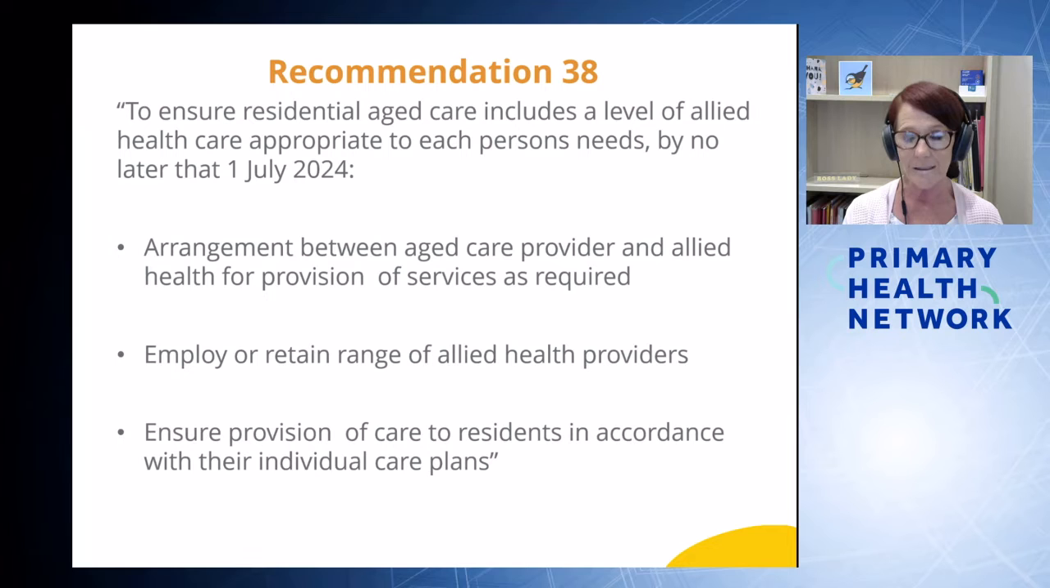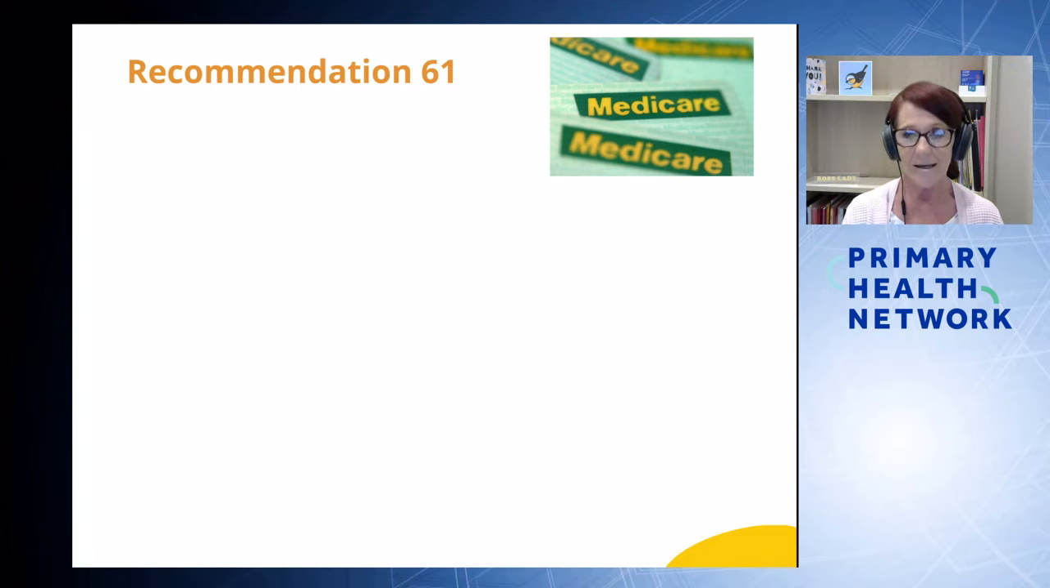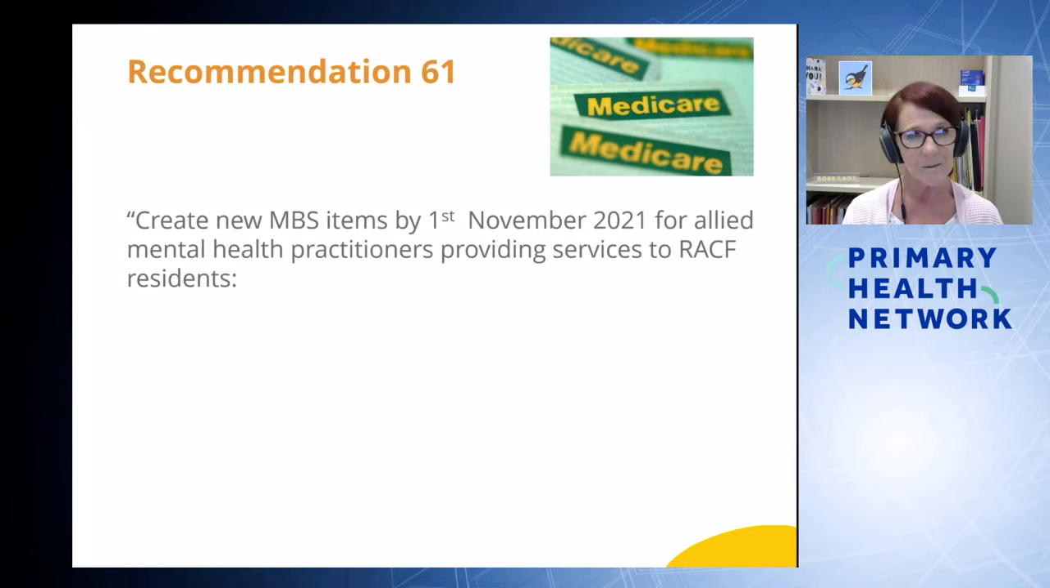That's certainly going to make a difference to what can be provided to these residents. And the final recommendation, number 61, is to create the new MBS item numbers by the 1st of November 2021, which, I beg your pardon, should be 2020, for allied mental health practitioners providing services to RACF residents. This is purely just information and a bit of a precursor to the third session, where we're going to be focusing completely on the mental health component of these new item numbers.